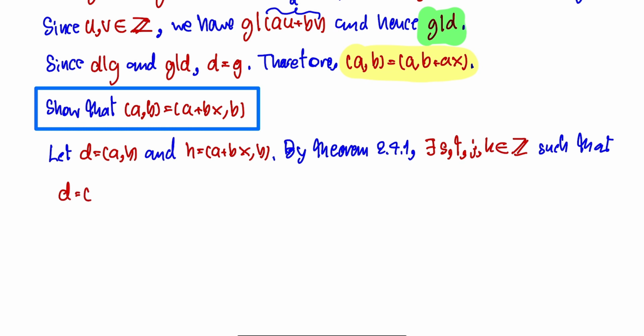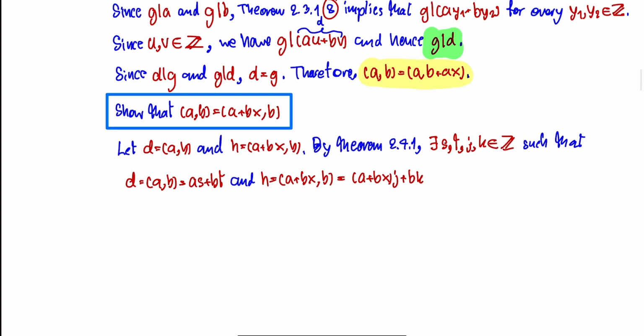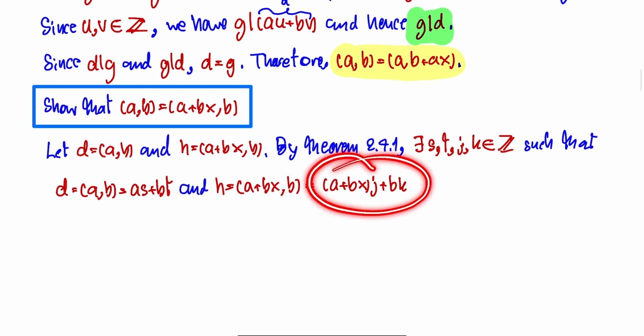D equal to AB, which is AS plus BT. Okay? And what next? And the greatest common divisor of A plus BX and B equal to what? A plus BX J plus BK. Okay? Then I want to write this term so that A and B are next to each other.